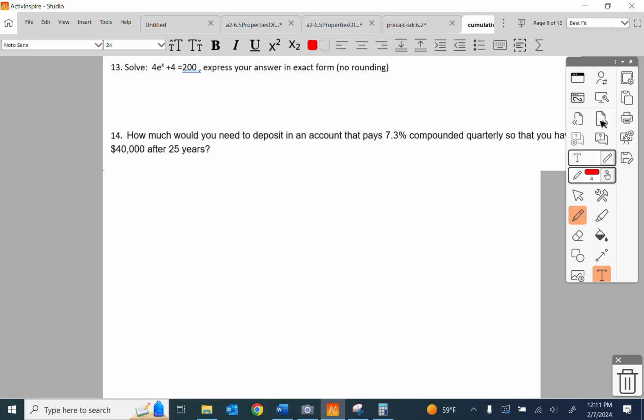Moving forward, solve 4e to the x plus 4 equals 200. Express your answer in exact form, aka no rounding. Make sure I do a similar one here. Let's see, let's do 6e raised to the 2x. Why not? Make it 2x. Plus 6 equals 222.